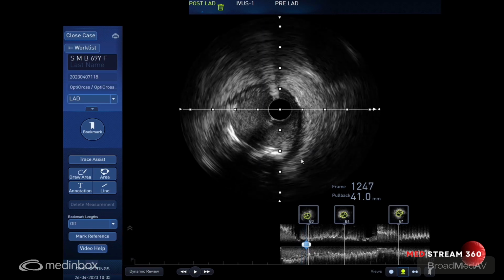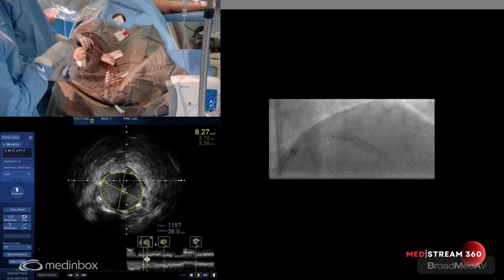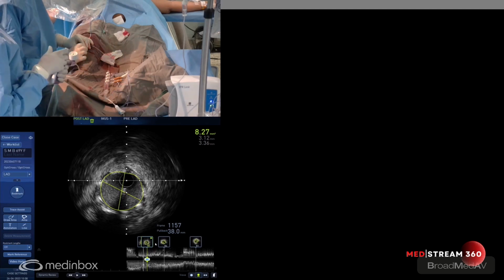3.5 balloon, please. Short balloon, please. 8 or 10. Okay, so I think this case is a demonstration of how we do debulking and IVUS guided imaging for a long lesion, and how you can optimize your result by using debulking and sequential IVUS imaging so as to get the maximum lumen. Go up to 20. So this is just to optimize the proximal. We're going to 20, 3.5.